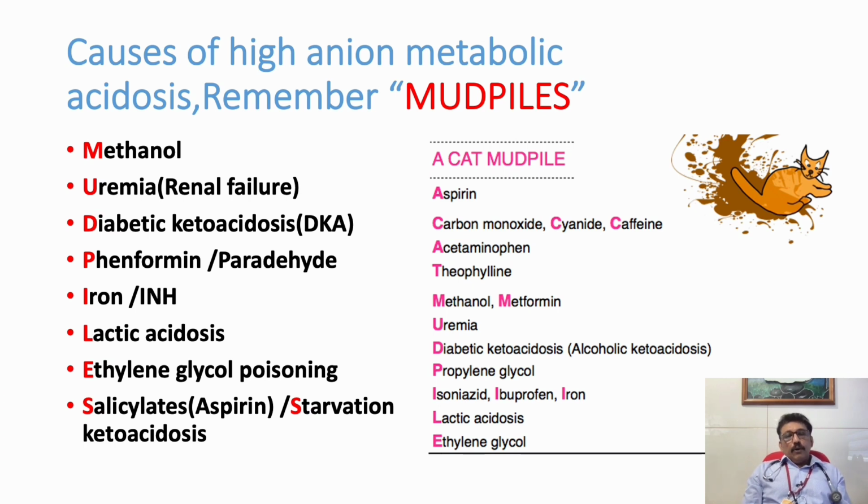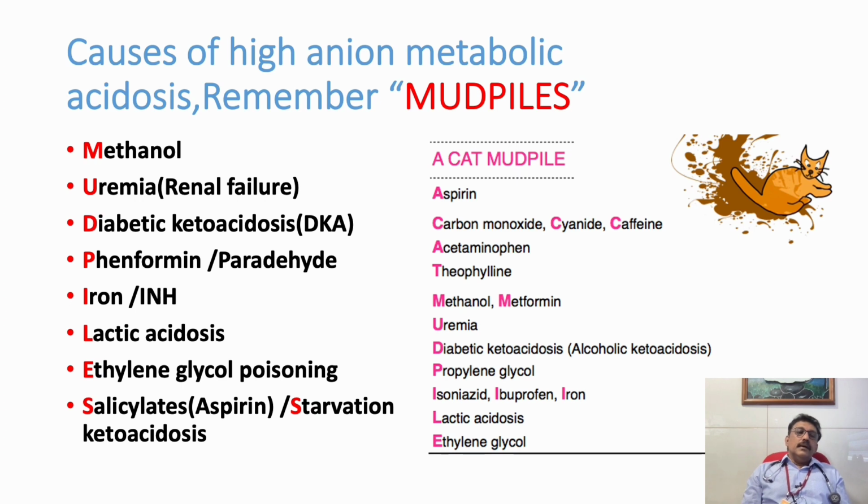Now, high anion gap metabolic acidosis, you can remember with the mnemonic CAT MUDPILES: aspirin, carbon monoxide, cyanide, caffeine poisoning, paracetamol poisoning, theophylline poisoning, methanol, metformin. Metformin as such will not produce metabolic acidosis, but a very high dose of metformin, like metformin poisoning, can sometimes produce this problem. Uremia, that is renal failure, diabetic ketoacidosis or alcohol ketoacidosis, propylene glycol, that is a toxic alcohol, isoniazid, ibuprofen, iron toxicity, lactic acidosis, ethylene glycol, that is also toxicity.